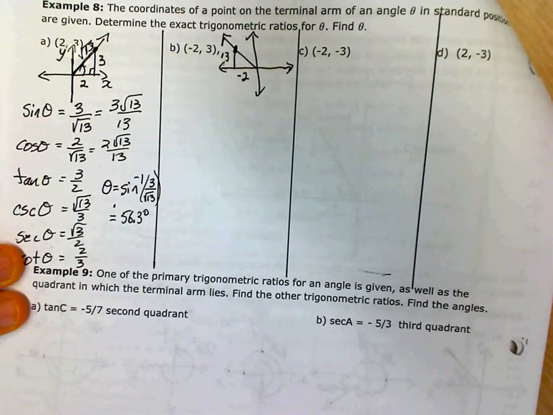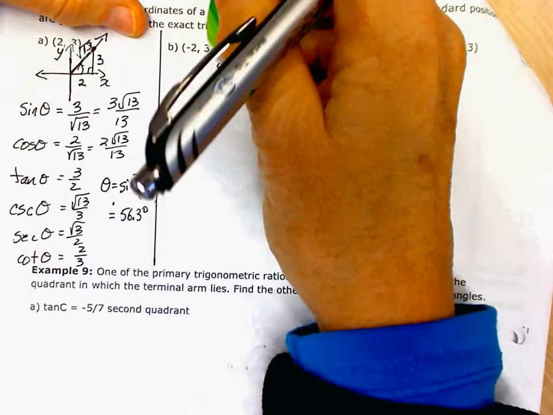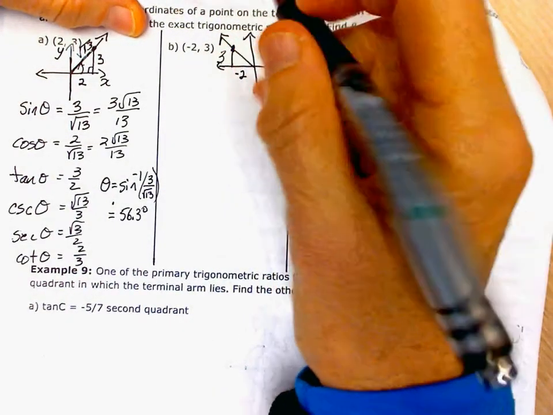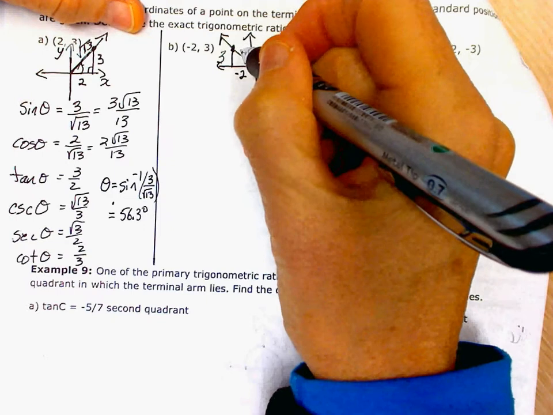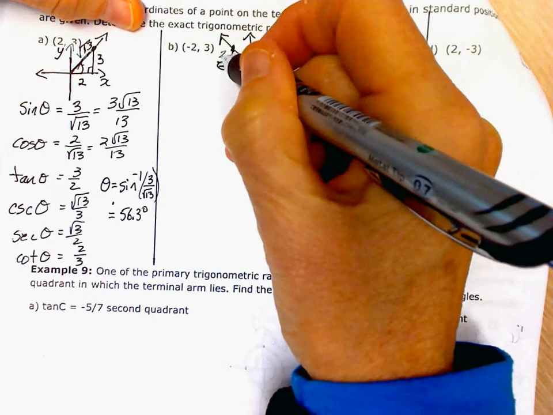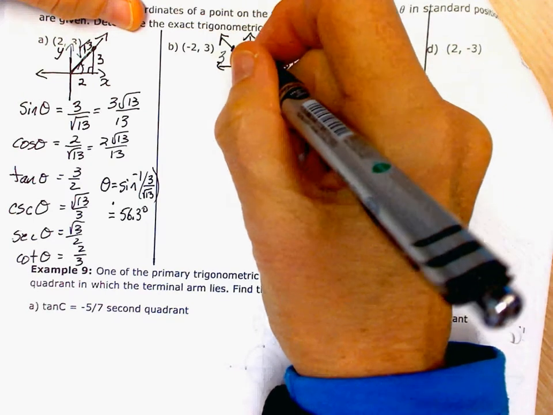Oh, that should be a 3. I don't know why I put root 3, because I'm thinking of root 13. But let's put a 3 here. And even though this is a negative, negative 2 squared is 4, plus 3 squared is 9. 4 plus 9 is 13. This is root 13.